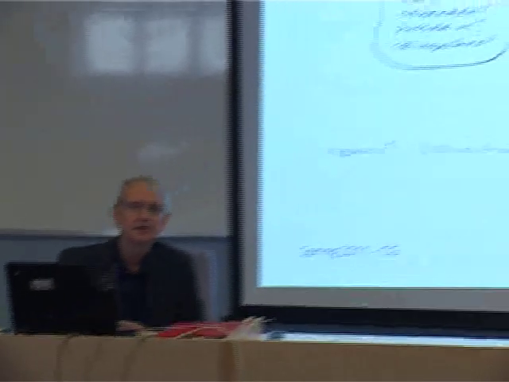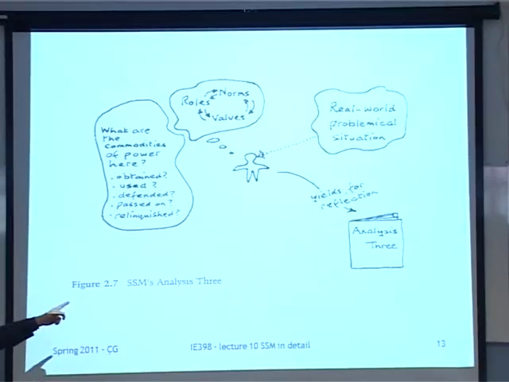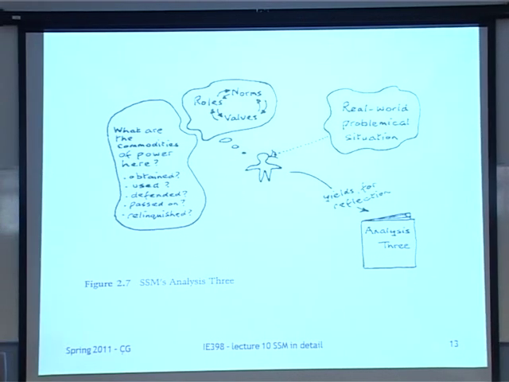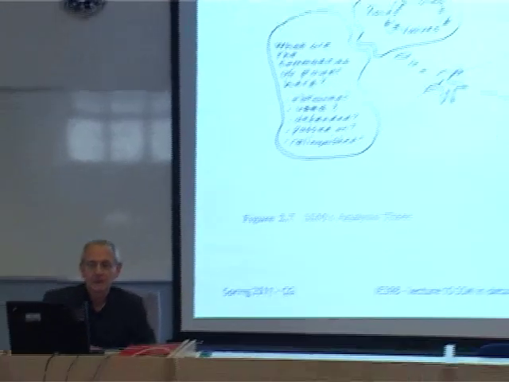Again, you can take up a file called analysis 3. You have, therefore, 3 files. This is 1, 2, 3 files. And again, by observing the real world, now you answer these questions. What are the commodities of power here? So we have a new concept called commodity, power commodity, commodity of power.